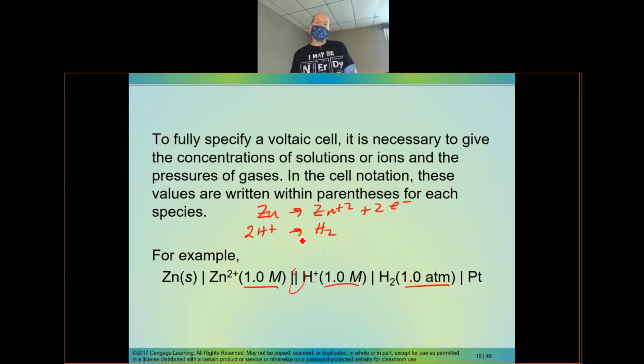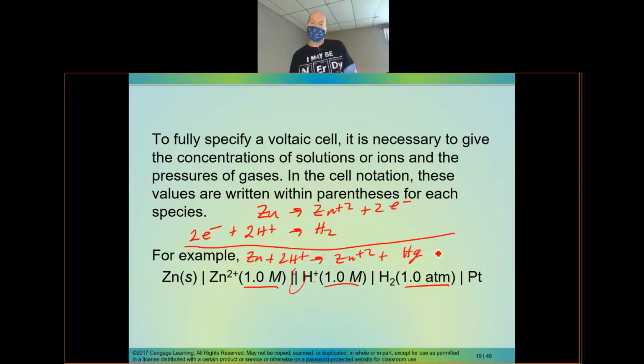All right, and so that also required 2 electrons, 1 electron for each H. And so when we get the overall reaction, we have zinc reacting with 2H plus, yielding zinc plus 2 and H2 gas. All right, so that is your cell reaction. This is the cell notation.